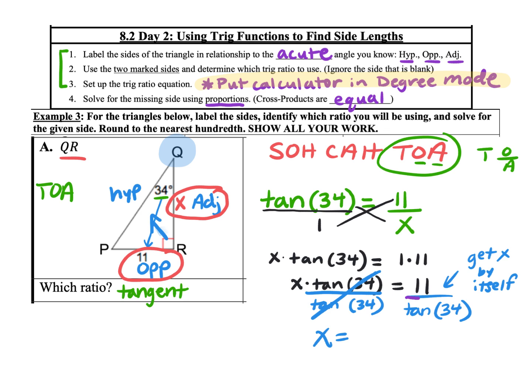And then now I need to go to my calculator and figure out what 11 divided by tan 34 is. And the fraction bar right here is just going to be the divide key on your calculator. So you're going to type 11, divide button, and then tan 34. And I'll show you how to do this on the online calculator.